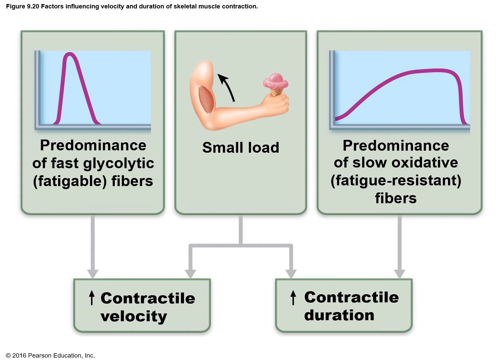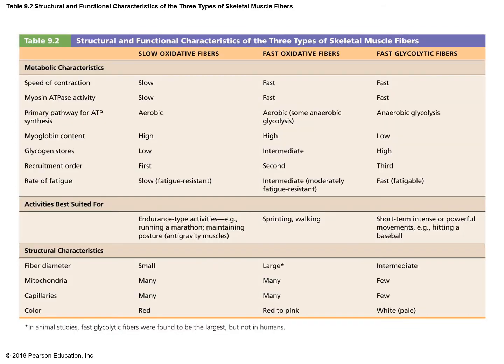And so we look at some of these different factors that will influence the velocity and the duration of skeletal muscles. Do you have predominantly fast glycolytic fibers, which are going to fatigue fairly quickly, versus predominantly slow oxidative, which will have high endurance? And this table will give a comparison of some of the characteristics between these three different types of fibers: the slow oxidative, the fast oxidative versus the fast glycolytic.